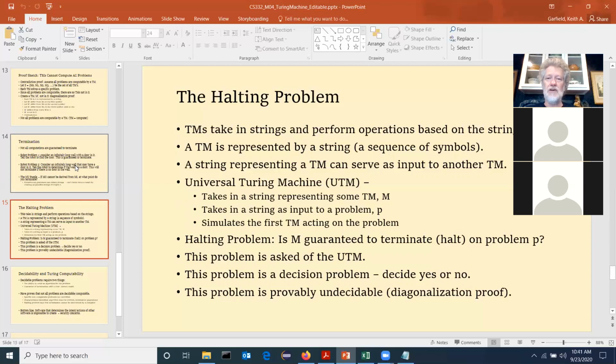And then it answers yes or no. Is it guaranteed to halt on problem P? Now we can take the problem P away and say, I'm just going to give you a Turing machine and ask you the question, hey, universal Turing machine, is this Turing machine guaranteed to halt for all problems I could possibly give it? You know, all instances of the problem.